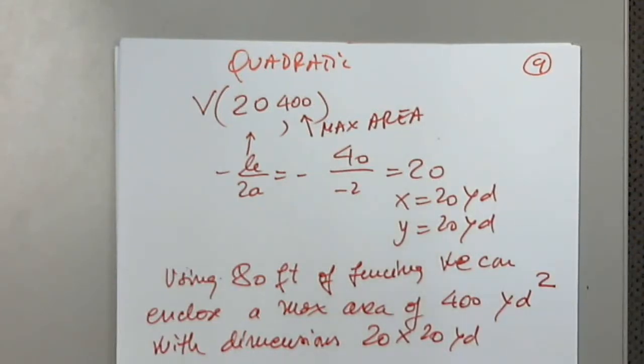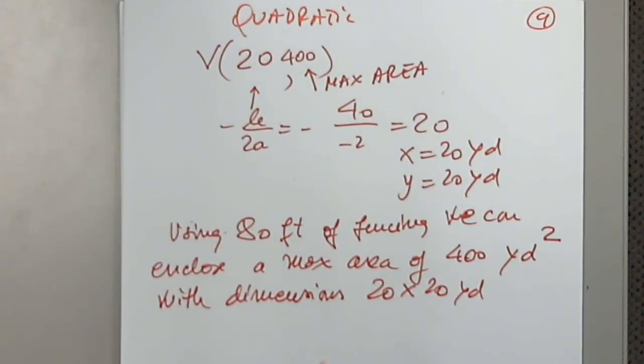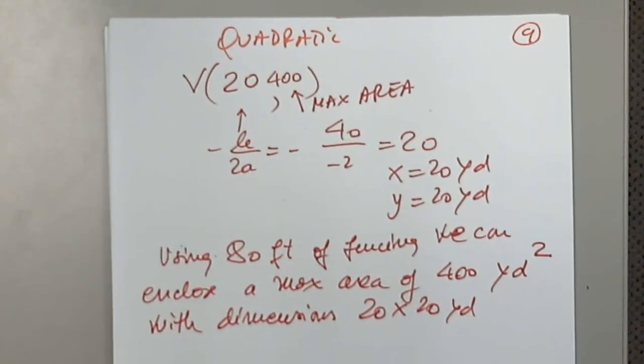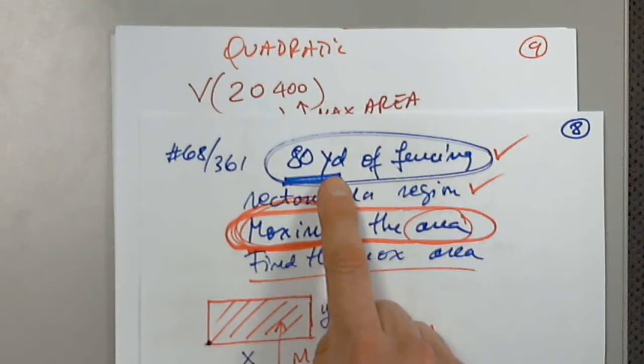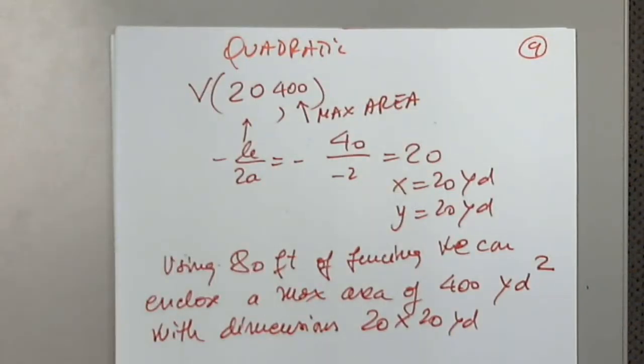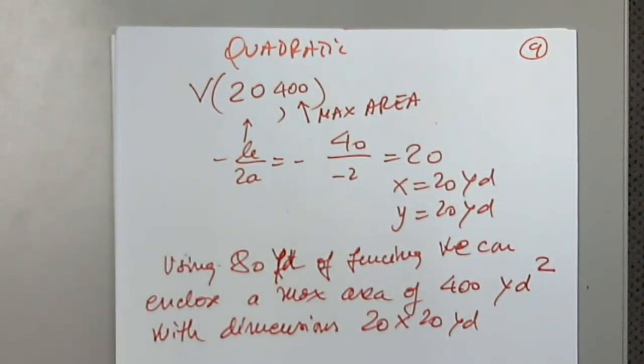Yeah, but should those x's and y's be in terms of feet then, not yards? If you only have 80 feet. We have 80 yards. Oh, okay, so then this is going to be using 80 yards of fence? Yes, 80 feet. Oh, that makes more sense. Sorry.